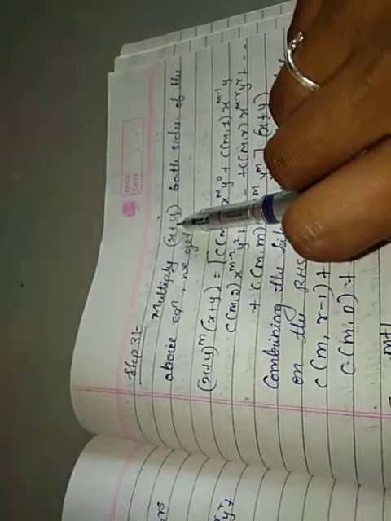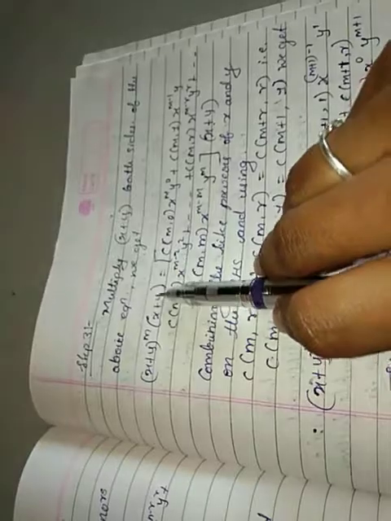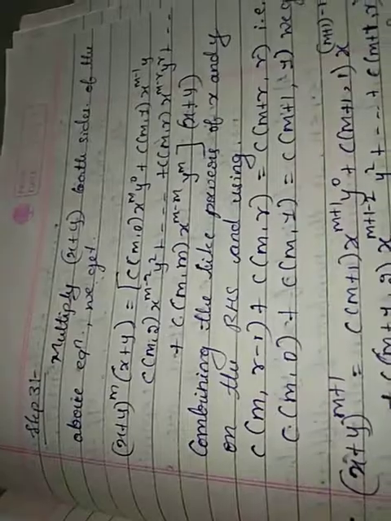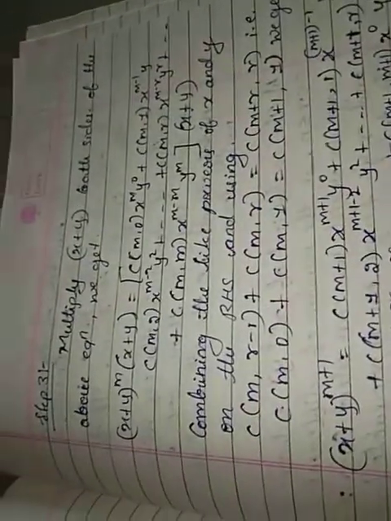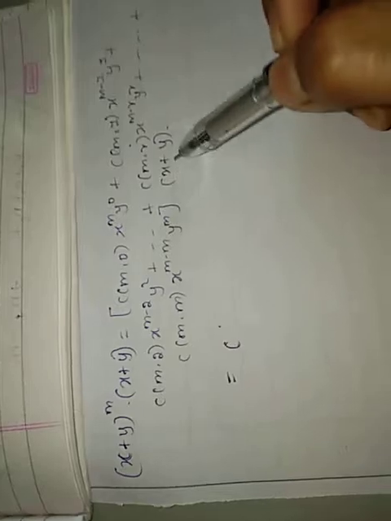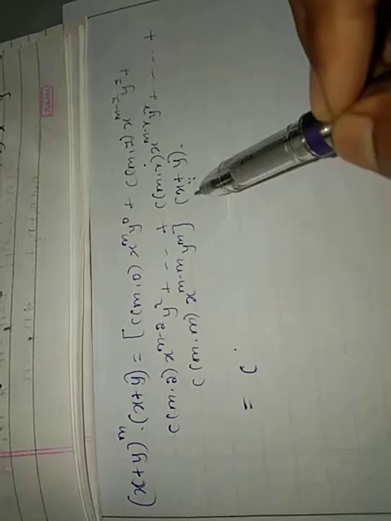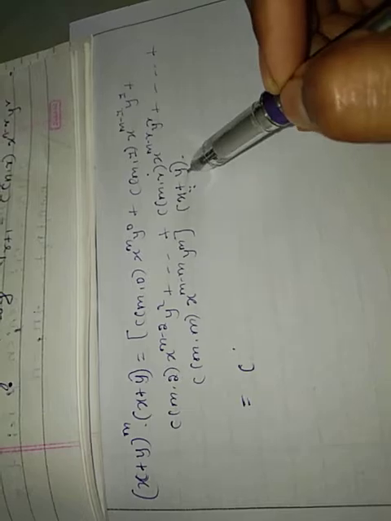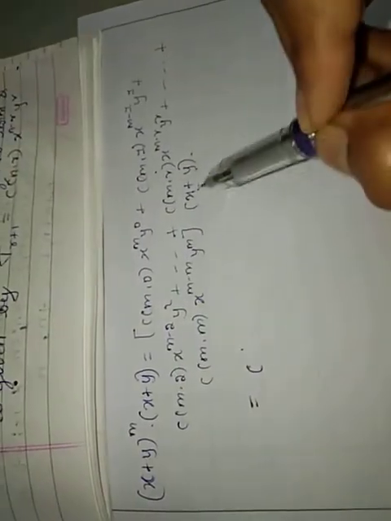To make the LHS (x plus y) whole raised to m plus 1, we have to multiply by x plus y on both sides of the above equation. So the LHS is multiplied by x plus y, and in the RHS we are also multiplying by x plus y. Now we have to open the bracket. When you open the bracket, the entire terms of the equation are first multiplied by x, then the entire terms are multiplied by y. First I am multiplying the entire terms by x.